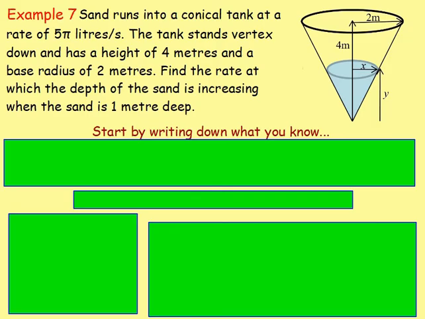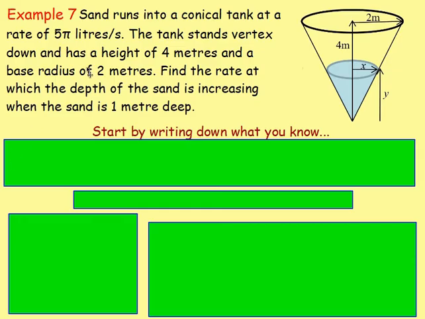Example 7. Sand runs into a conical tank at a rate of 5 pi litres per second. The tank stands vertex down, as seen here, and has a height of 4 metres and a base radius of 2 metres. Find the rate at which the depth of the sand is increasing when the sand is 1 metre deep. Boom, boom, boom. So Naomi, what would you write down first of all? dV by dt. Perfect, you would write down dV by dt.